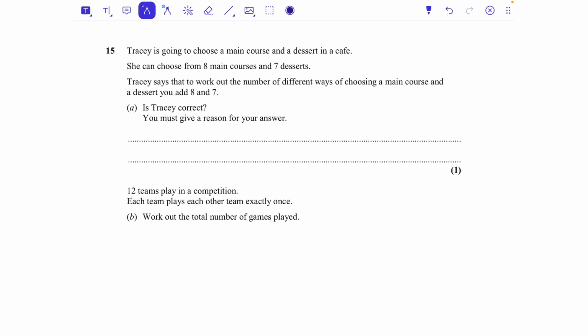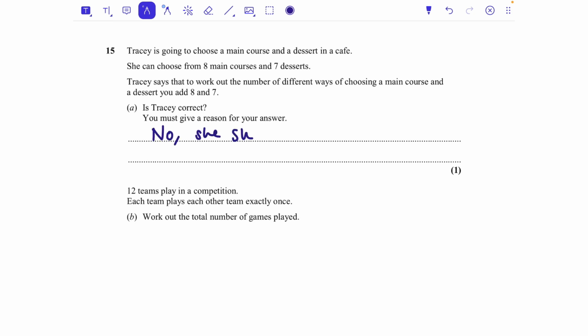Tracy says that to work out the number of different ways of choosing a main course and a dessert, you add 8 and 7. Is Tracy correct? You must give a reason for your answer. So when we want to do the number of different combinations, we actually multiply the numbers together. So no, Tracy is not correct.